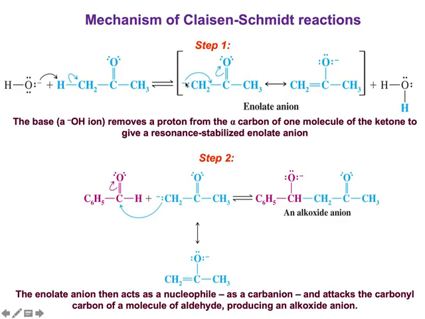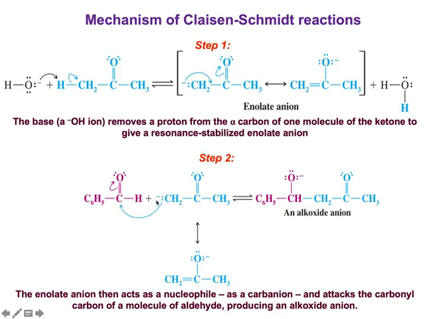Okay, the negative charge here moves here to become C double bond C, and this electron moves to the O, so it becomes O minus. This one is the intermediate enolate anion. Side product water. This is step 1. Step 2, this enolate anion attacks this carbon.